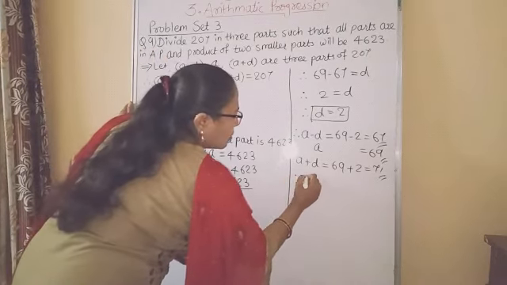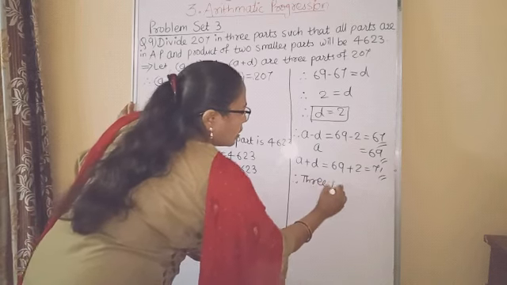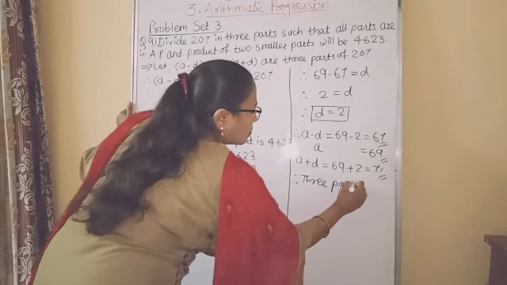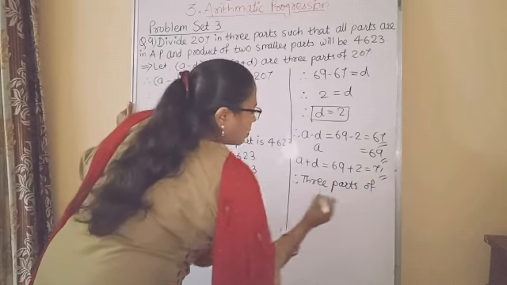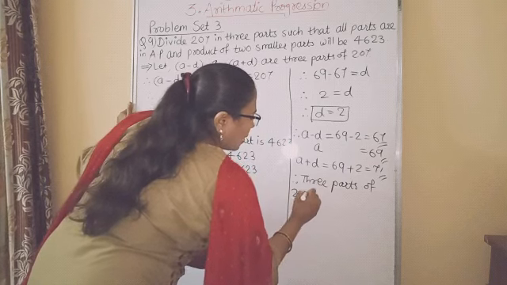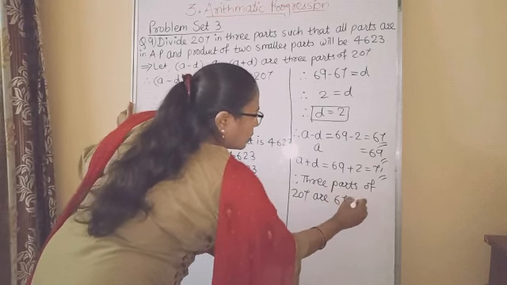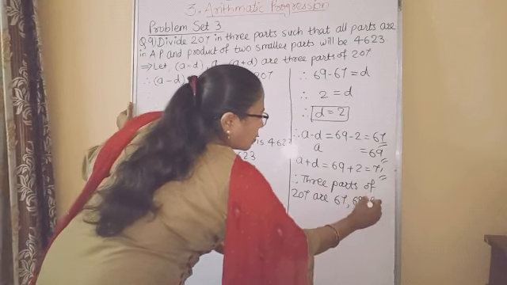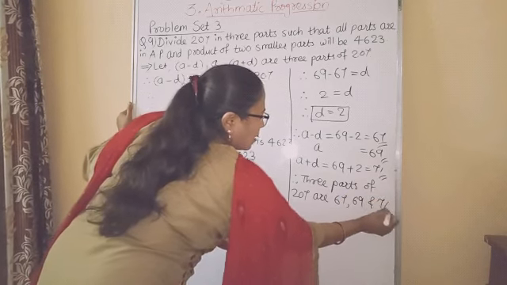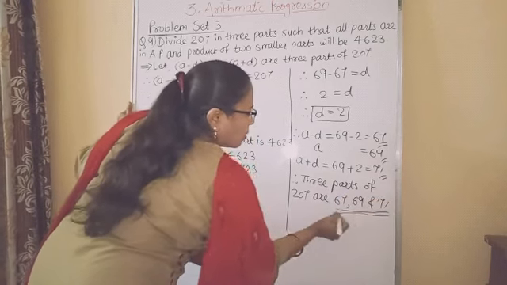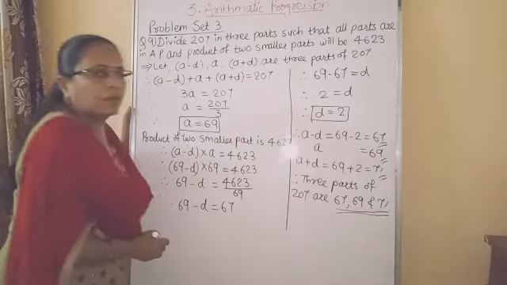Therefore, three parts of 207 are 67, 69 and 71. Followed?